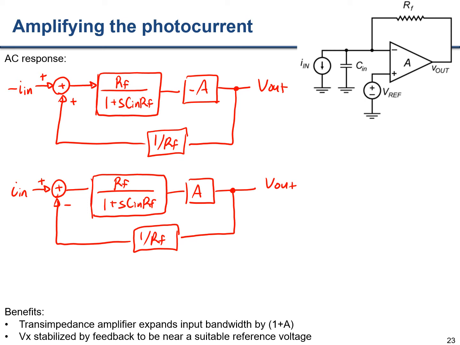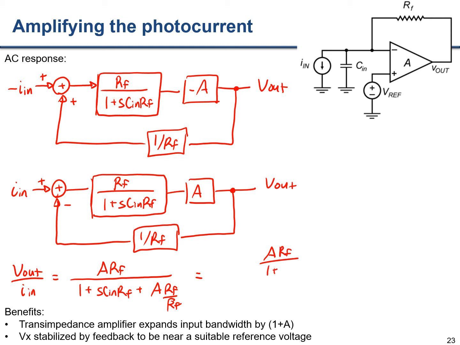Okay, so we can go ahead and write down the transfer function, V out over I in is equal to A times RF over 1 plus S C in RF plus A times RF over RF, which is equal to A RF over 1 plus A. I'm just rearranging this in a way that will make sense, hopefully shortly, plus 1 plus S times C in RF divided by 1 plus A.